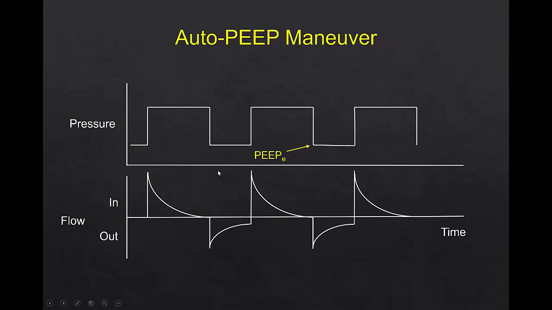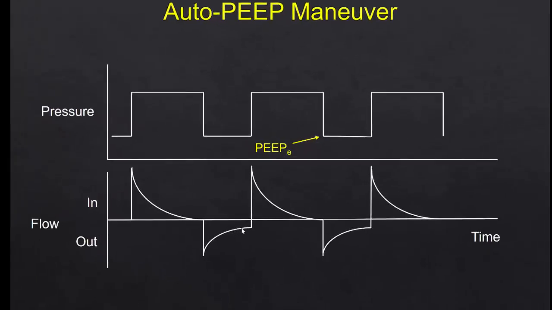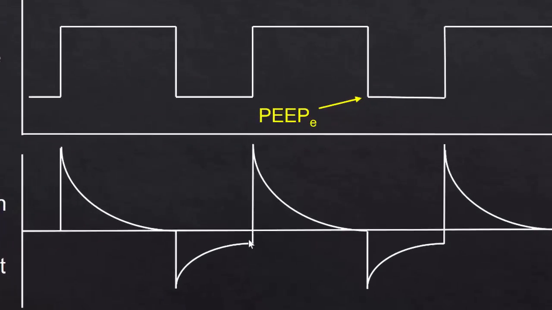So here's an Auto-PEEP maneuver. Let me show you what's going on. We have a pressure-controlled ventilator style. It's a little bit inverse. And we wonder, is there really enough time to finish exhaling? And the answer is no, there's not. At the end of exhalation, there's still flow coming out.